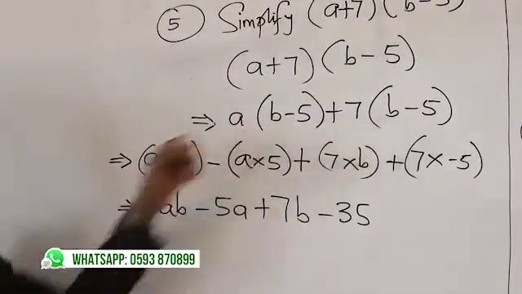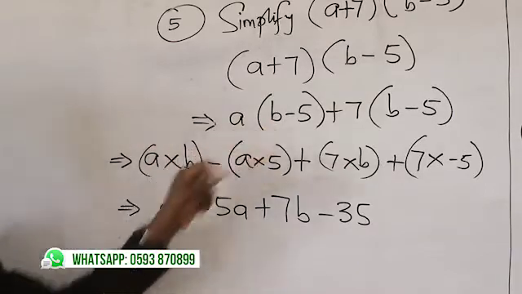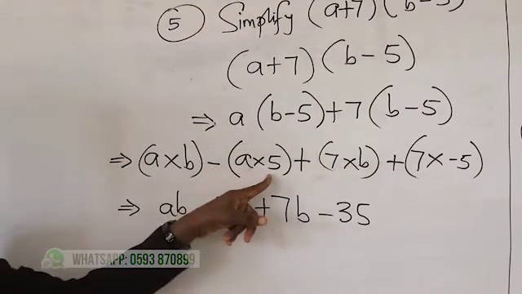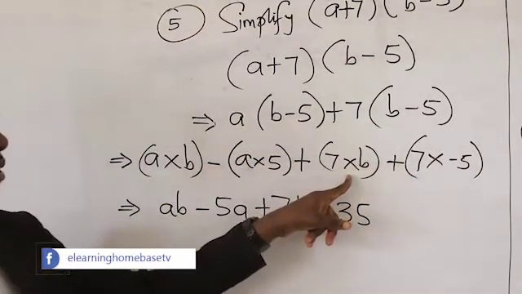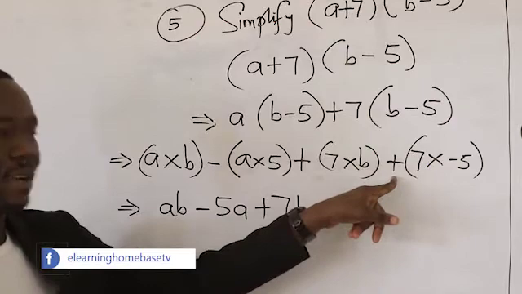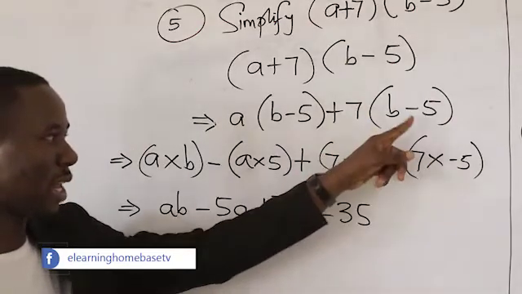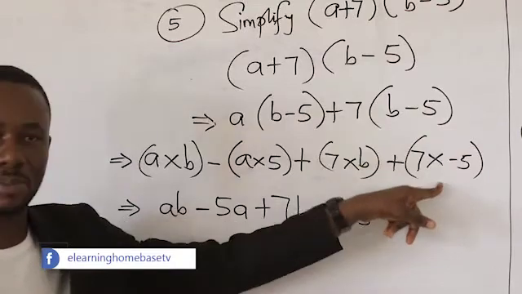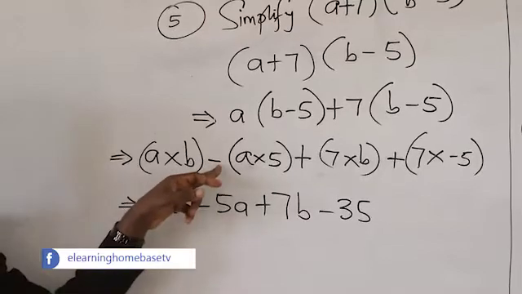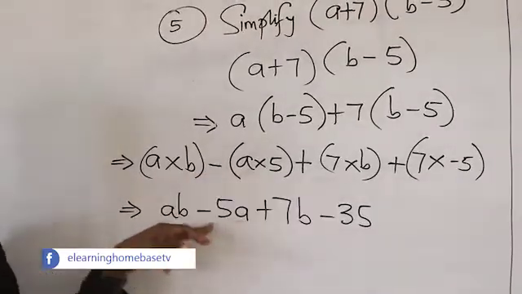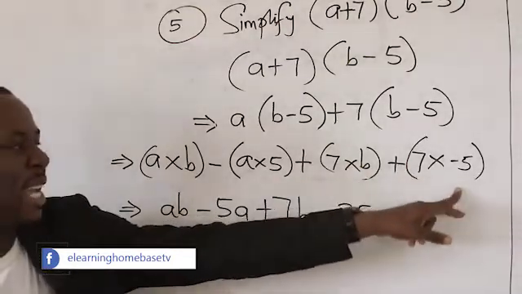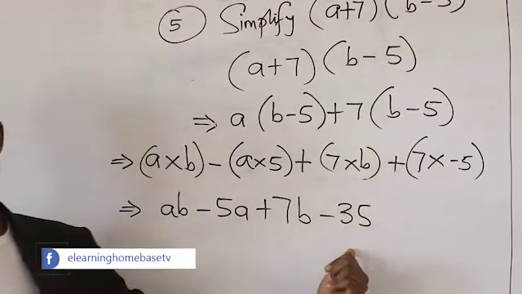Okay, so by expansion, you have AB, A multiplying B, brought the minus sign, plus, if you like, you can bring the minus sign here, okay? But when you bring a minus sign, make sure that it means what is left is positive. When you expand, you still get negative back. Good. So from here, A times B is AB. A times 5, 5A, but with the negative. 7 times B is 7B. 7 times negative 5 is negative 35.